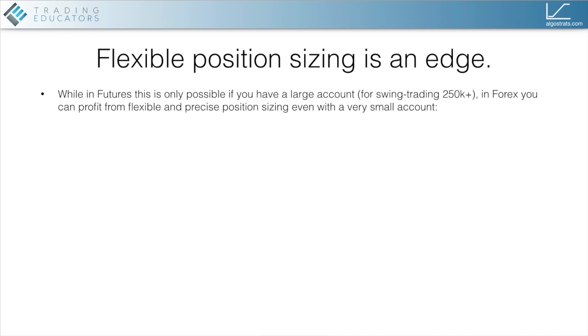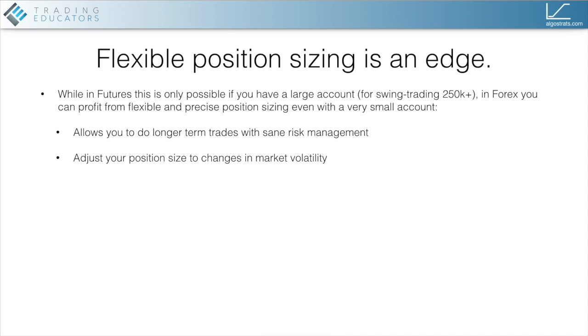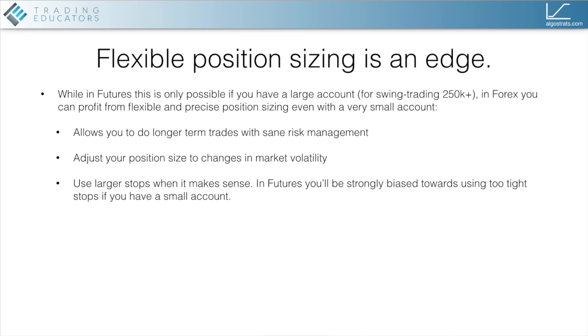Flexible position sizing really can be an edge. Now in the futures, to do really flexible position sizing, you need a quite large account. So for swing trading, we're talking about, in my opinion, 250,000 plus. In Forex, you can already profit from that with a small account because of the small lot sizes. And this allows you, for example, to do longer term trades with good risk management. It allows you to adjust your position size to changes in market volatility. You can use larger stops when it makes sense and you want to. In futures, you'll be quite strongly biased and pushed towards using often too tight stops if you have a small account, just because the risk is too high.